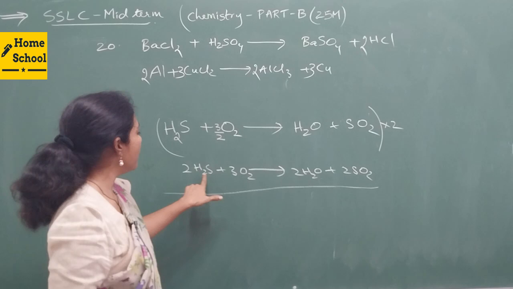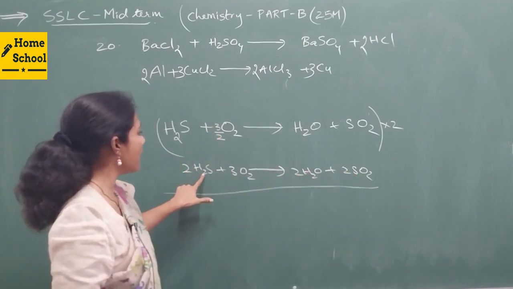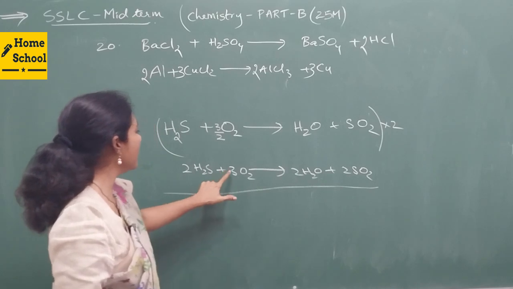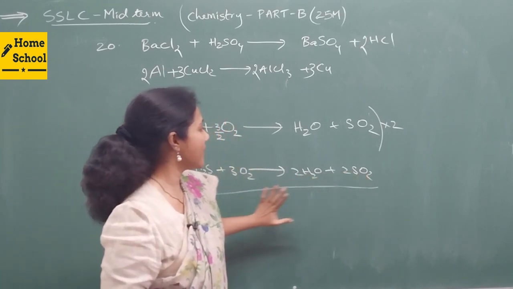See, how many sulfur? 2 sulfur. This side also 2 sulfur. How many hydrogens? 2 2s are 4. 2 2s are 4. How many oxygens? 3 2s are 6. And this side 2 2s are 4, 4 plus 2, 6.